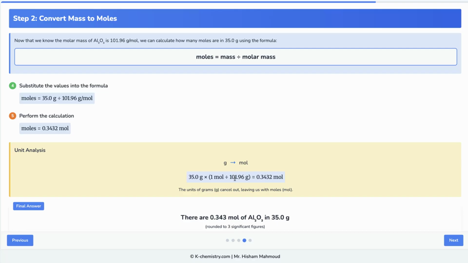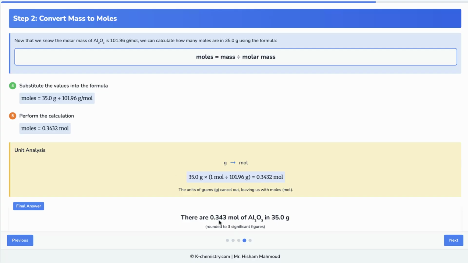I put the grams at the bottom and I put the moles at the top so that I will get the answer in moles, because the grams will cancel with the grams. Again, for the dimensional analysis, I will put 35 and then 1 mole at the top and the grams at the bottom. So cancel this one with this one. The grams will cancel with the grams and you will get the answer in moles. So you get 0.3432. This is if you use dimensional analysis.